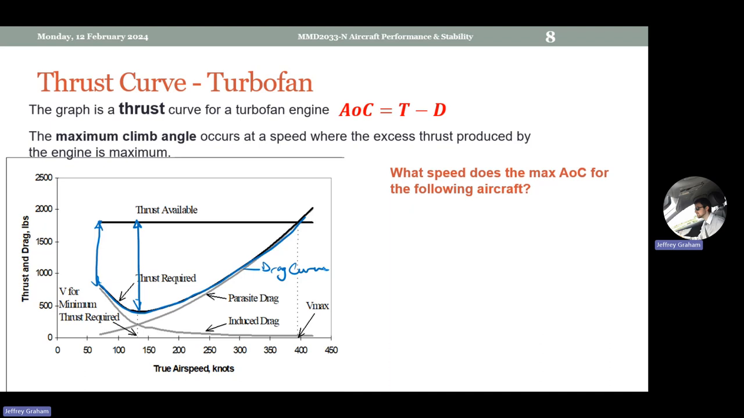Which corresponds to our question over here. What speed does the maximum angle of climb occur for this particular aircraft? A little bit up for debate, but somewhere between 125 and 135 would be reasonable. I went for 140. Not a great graph to read.